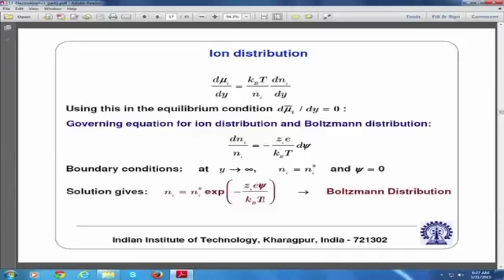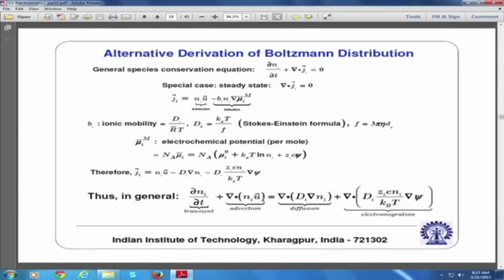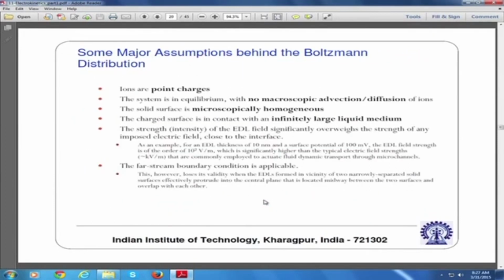Now this is a very commonly used form of the ionic number density distribution, but with its simplicity there are certain assumptions that need to be carefully taken into consideration. So what are the assumptions? In the Boltzmann distribution ions are considered to be point charges. So when ions are considered to be point charges, there is no theoretical upper limit of the number of charges which can occupy a surface.